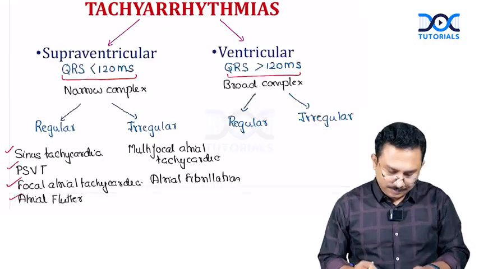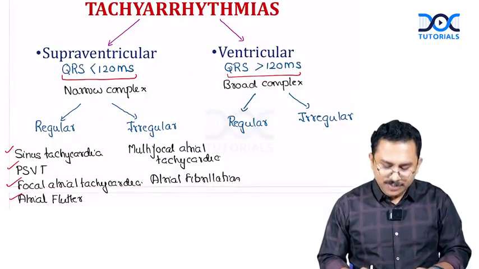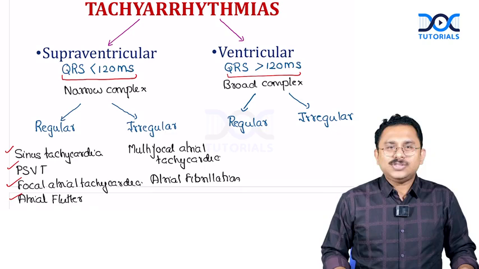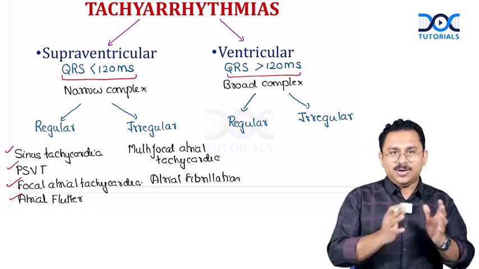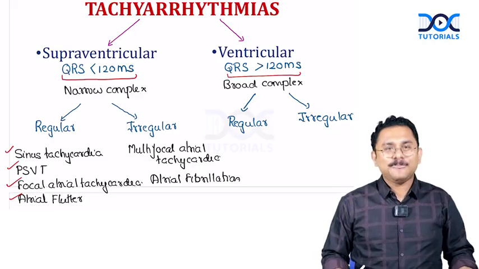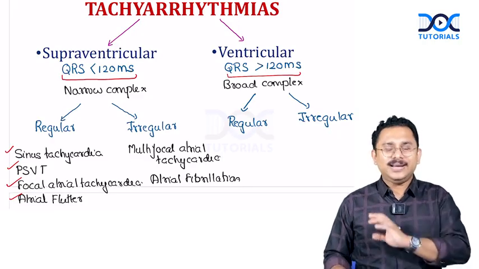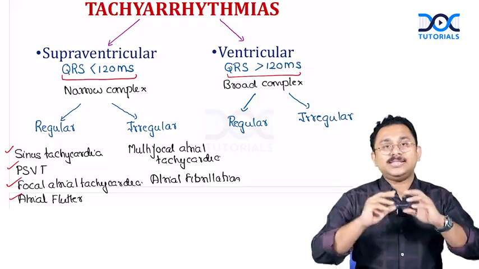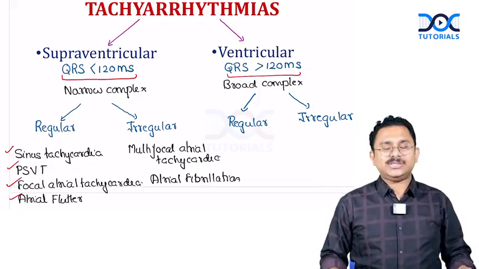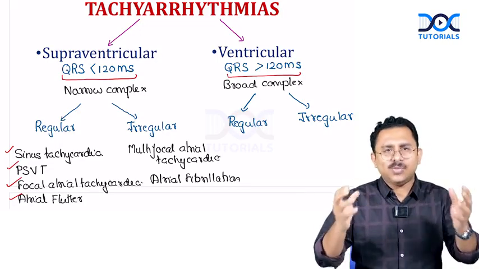Okay, right. So we have discussed all the supraventricular tachyarrhythmias, and what are the regular ones, what are the irregular ones. Let's now discuss the ventricular tachyarrhythmias. Now, the hallmark of ventricular tachyarrhythmias is a broad QRS complex. So broad QRS complex, why?